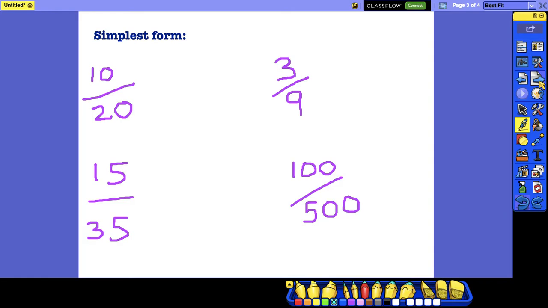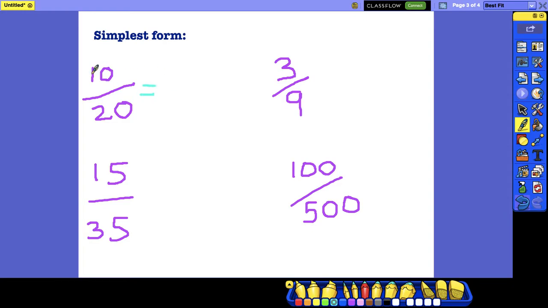Now, the simplest form, that's another thing that we need to make sure we know for our equivalent fraction vocabulary. Simplest form means we want it as an equivalent fraction, but we want it as the lowest possible fraction numbers possible. For example, this one here, this is 10 over 20, but we want to make this as simple as possible.